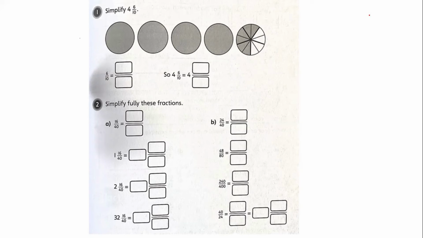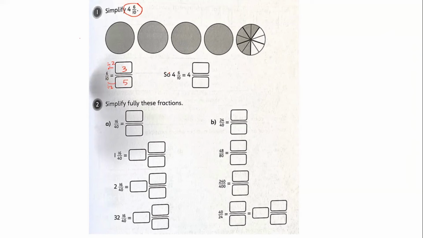How if we have a mixed number here? We have a mixed number, right? Let's see the first one. We need to simplify 6 over 10. We know that both numbers can be divided by 2. Divided by 2, 6 divided by 2 is 3, and then 10 divided by 2 is 5. So the fraction that we have is 3 over 5.